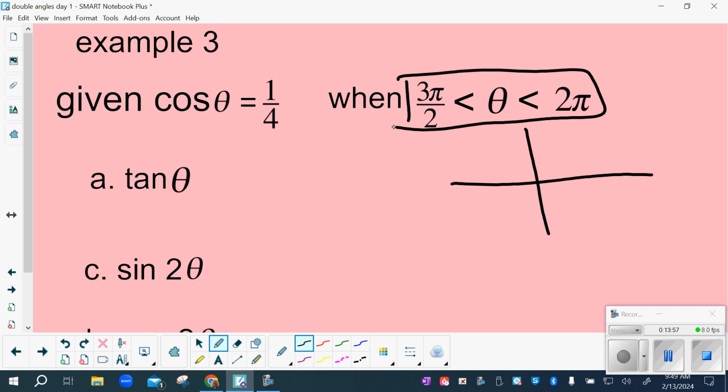Put your triangle in the right quadrant, right? So he's down here. So he's going to look like this. Boom. Boom. Boom. Okay. So here we go. Nice and easy. It gives us the cosine. Cosine is going to be adjacent over hypotenuse. Nice and easy. Nothing scary there.